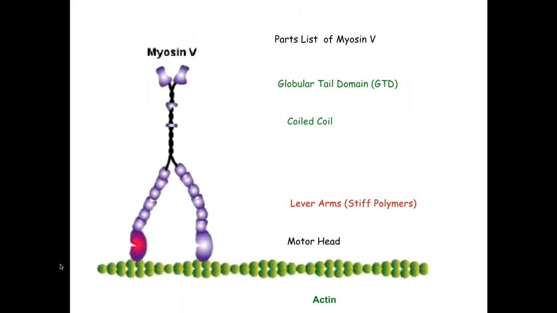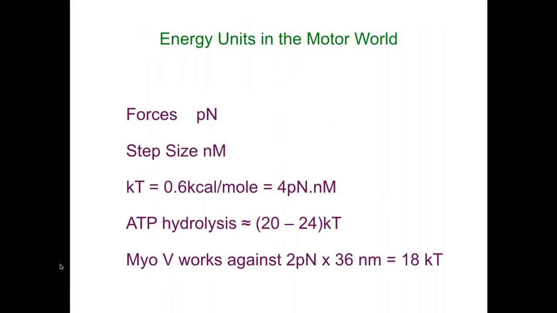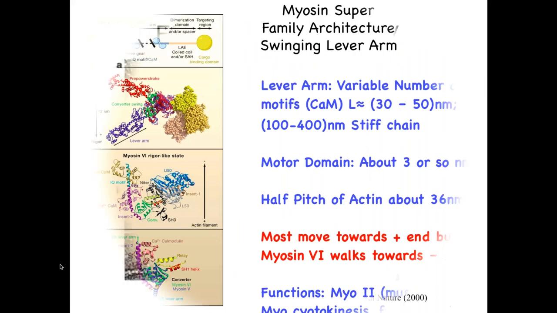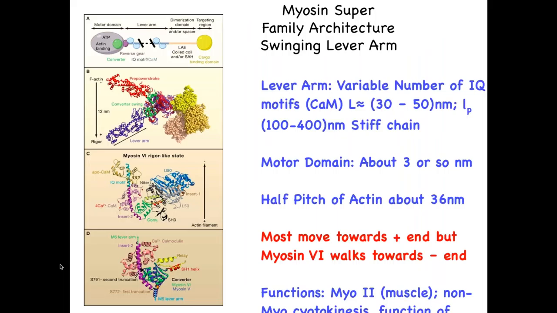Okay, this is just to remind you of the system we're going to deal with. These are your single molecule units that you're all familiar with. Forget about all this stuff. Myosin 6. Oh, yeah, this is a length scale that will be important: the contour length of the lever arm is in the range of, say, 30 to 50 nanometers. And it's a relatively stiff chain. We estimated the persistence length to be somewhere between 100 and 400.